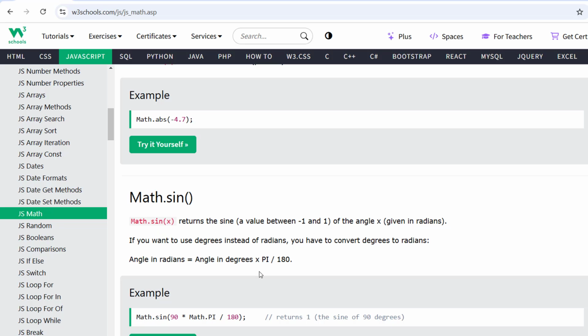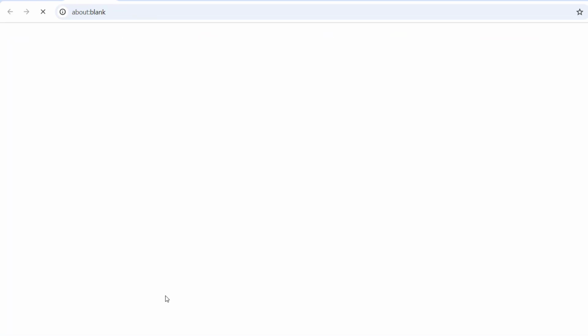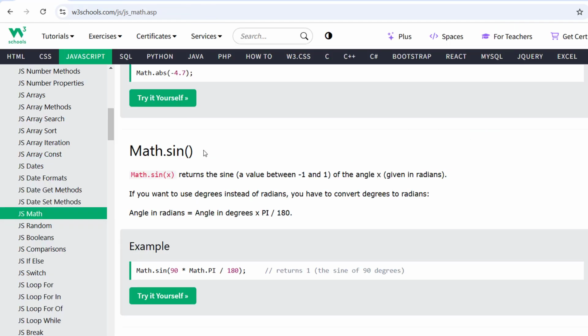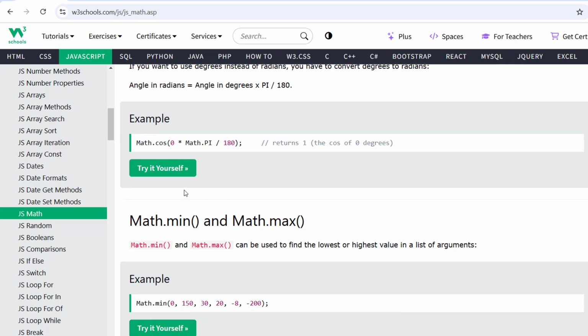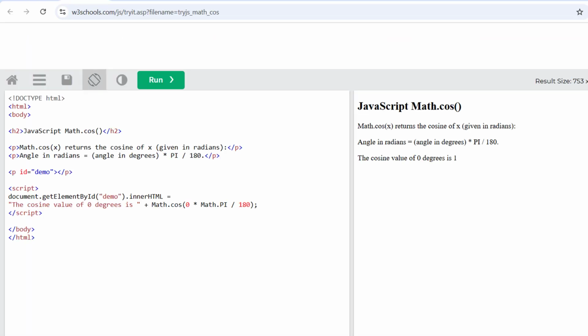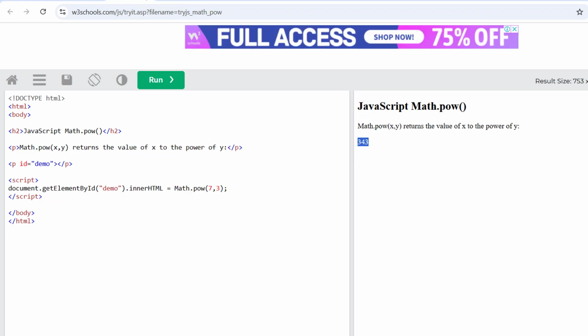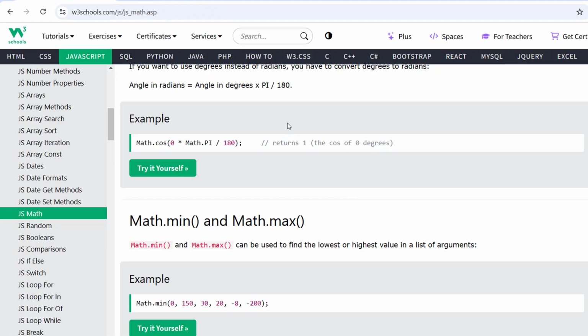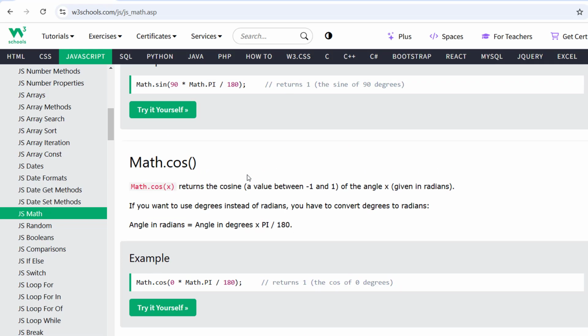Math sin returns a sine value. This is trigonometry. It returns the sine value of an angle given in radians. If you want to use degrees instead of radians, you have to convert degrees to radians. So this is everyday math, nothing else. Math sin, so its result is 1. Math cos returns the cosine. Those who are coming into programming have already done the basic maths in their school or high school program. So this is very simple.